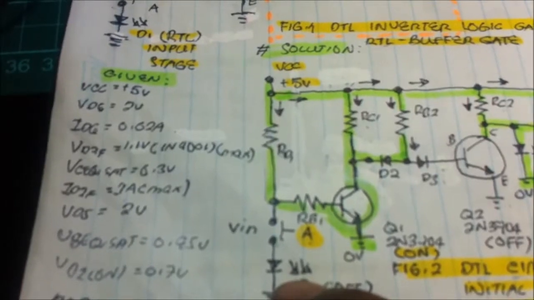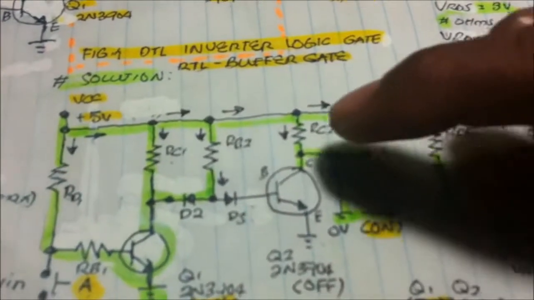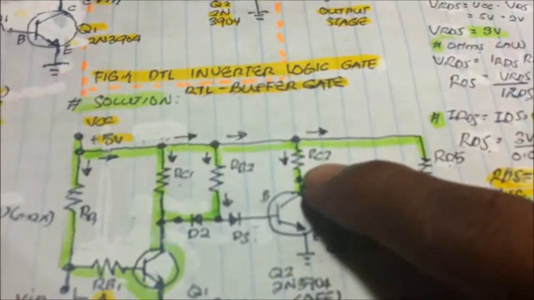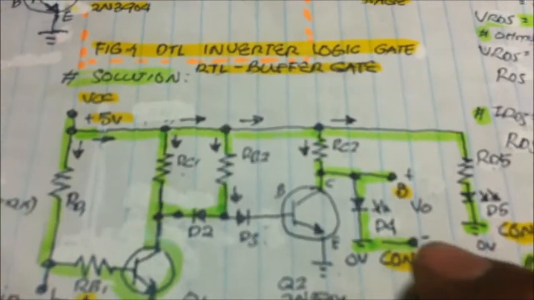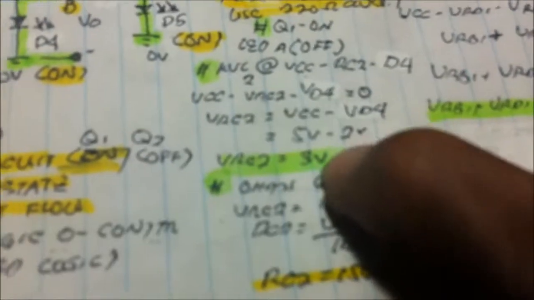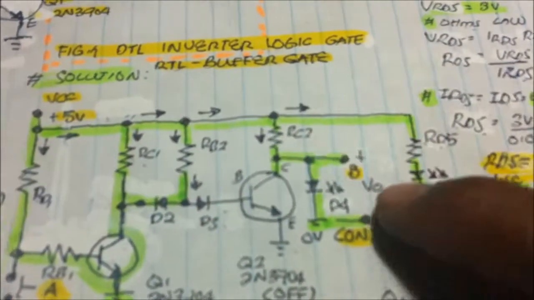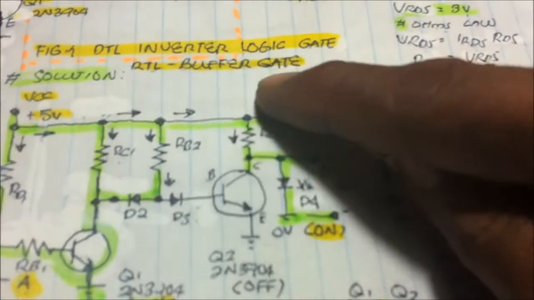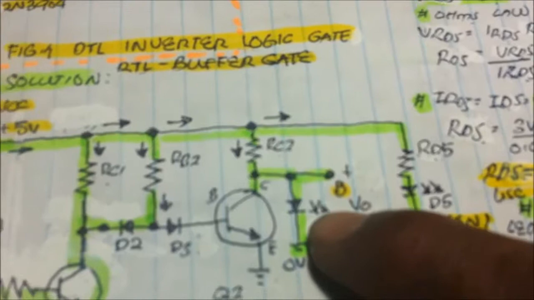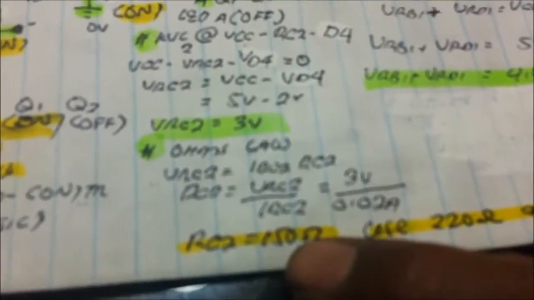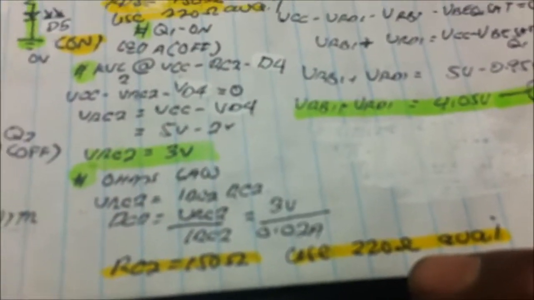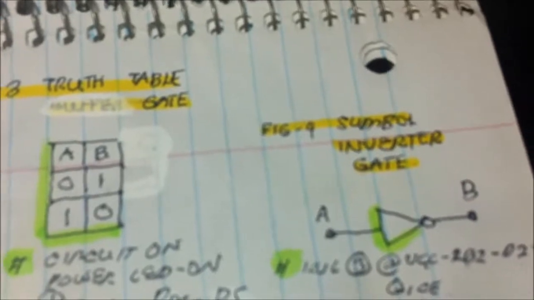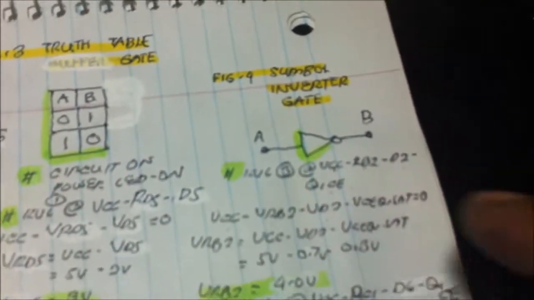We get another KVL here at the RC2. Okay, this part, VCC, voltage drop at RC2 and then D4. 2 volts again, voltage rating of the LED from the data sheet, 3 volts. Using Ohm's law, substitution 0.02, because at this state current flows here, it means the current is in series with RC2 and D4, both have the same current, and the current rating of an LED is 0.02. We got 150 ohms and I use 220 ohms available. We have a symbol for an inverter gate here with a bubble at the tip of an arrow.